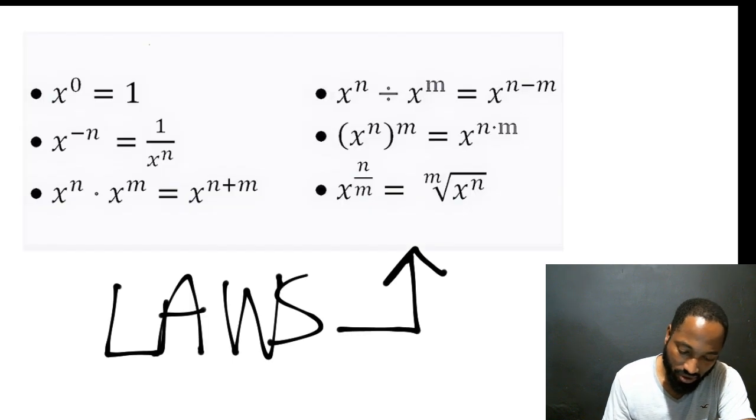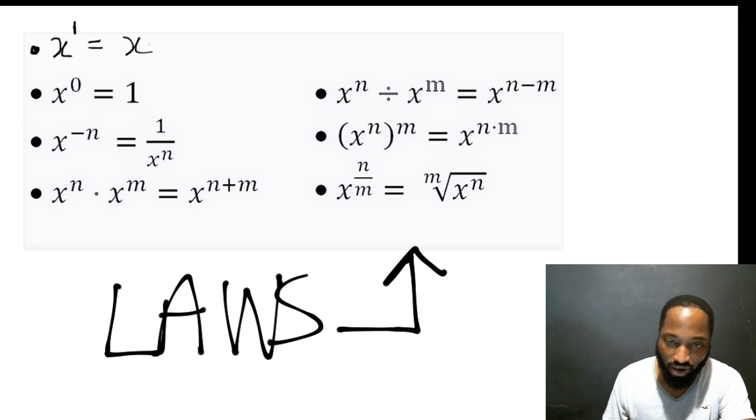Next rule. Any number to the power of 1, they don't have it here, but that should be a rule as well. So let me just squeeze it in. Any number to the power of 1 is actually itself.